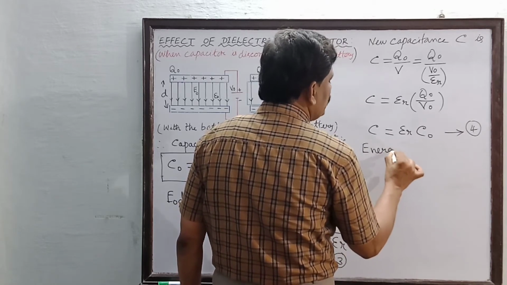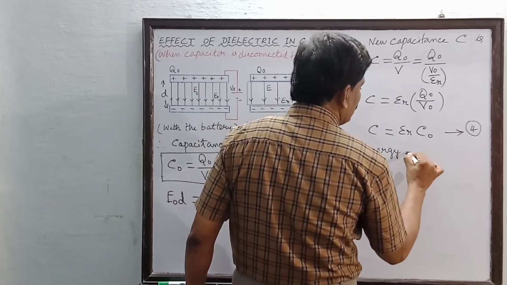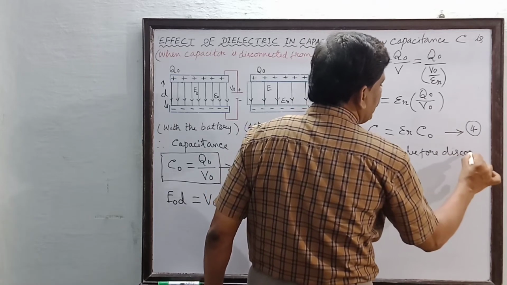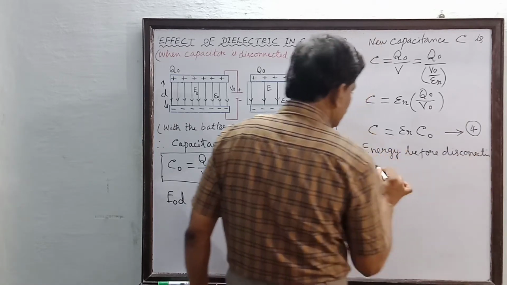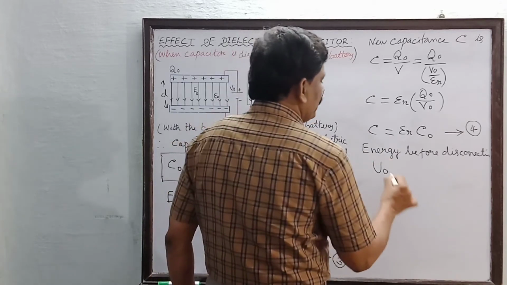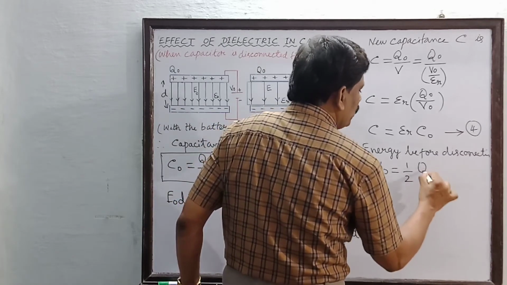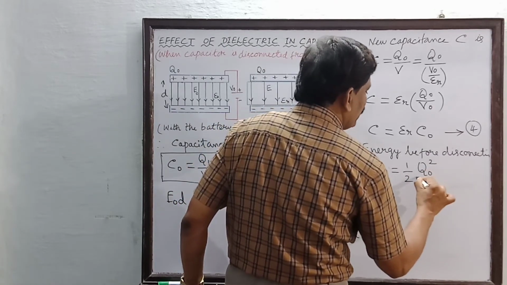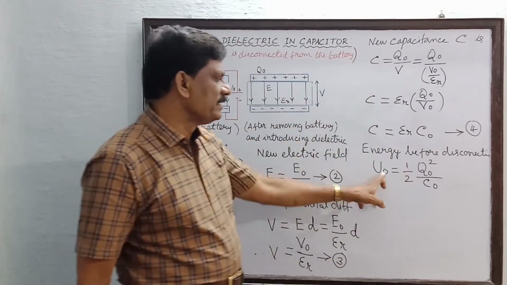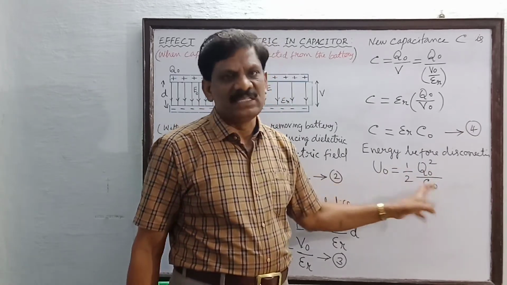The energy before disconnecting, I will take this as U naught. Now energy is equal to what? Half into Q naught square divided by C naught. Energy before disconnecting, let us say it is denoted by the symbol U naught. So this is equal to half into Q naught square by C naught.